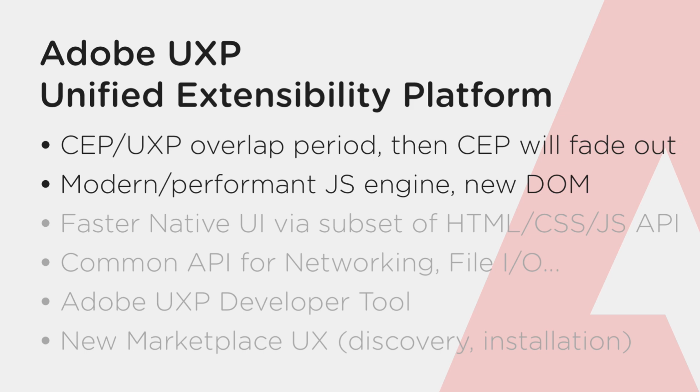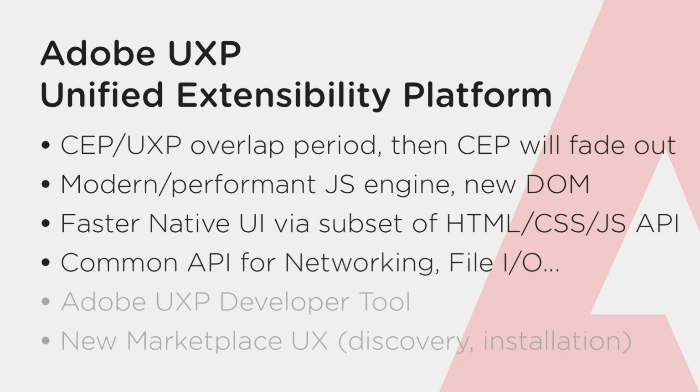So we have an entirely new scripting engine that has a new DOM. You can use a subset of HTML, CSS, and JavaScript, and the result of what you write is then converted into native controls, which are faster and have a lighter footprint. We have common APIs for networking, file I/O, and in the future, imaging and machine learning. So this is really exciting.